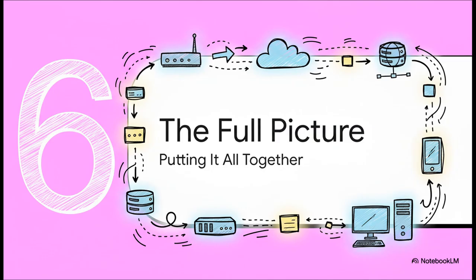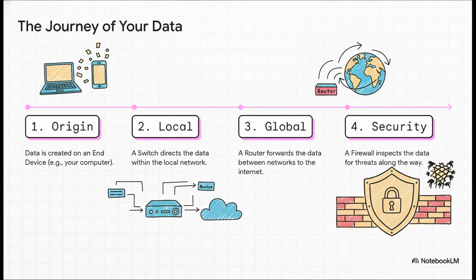Okay, we've met the whole team, we know who everyone is and what they do, so now let's put it all together. Let's follow one little piece of data on its complete journey, from the very beginning to the very end. Here we go. Let's trace the path. Step 1. Your data is created on your end device, your laptop or phone. If it's just going to another device on your local network, the switch handles it. But if it's headed out to the big, wide internet, the switch passes it off to the router, which is like its global GPS. And the whole time, from start to finish, that firewall is standing guard, inspecting everything to keep the system safe and sound.